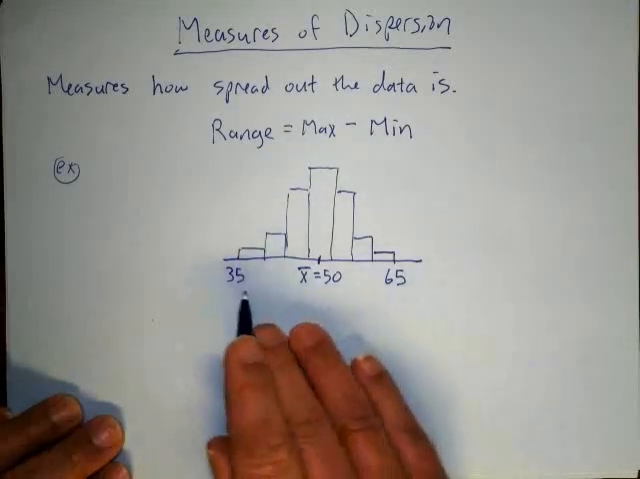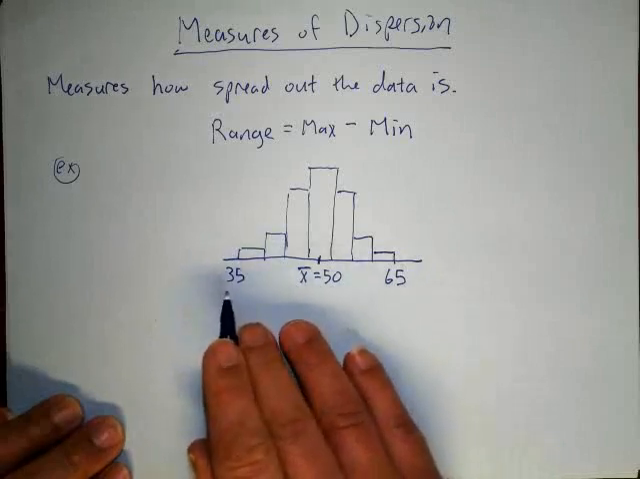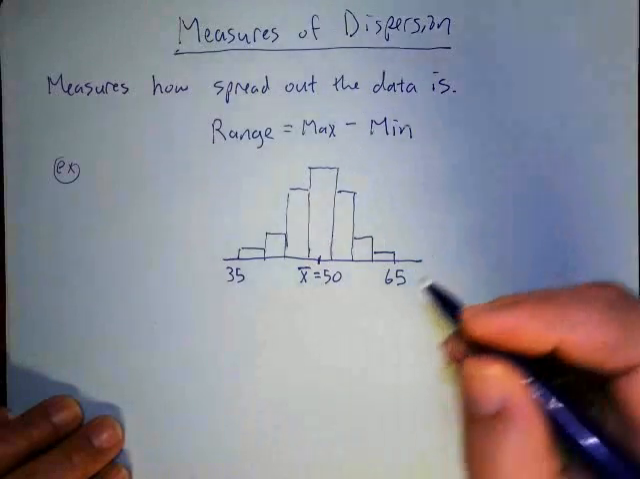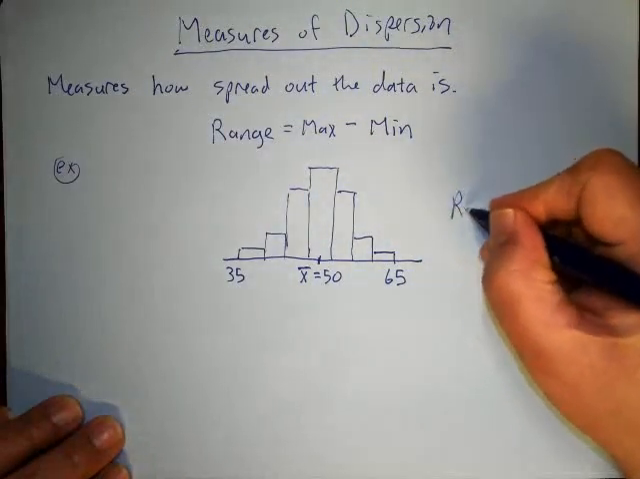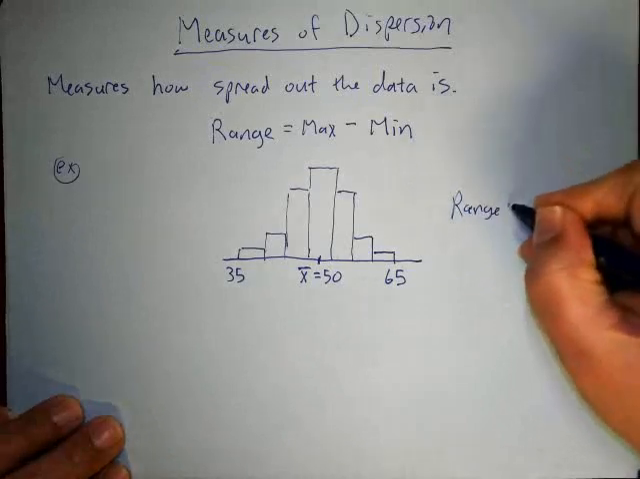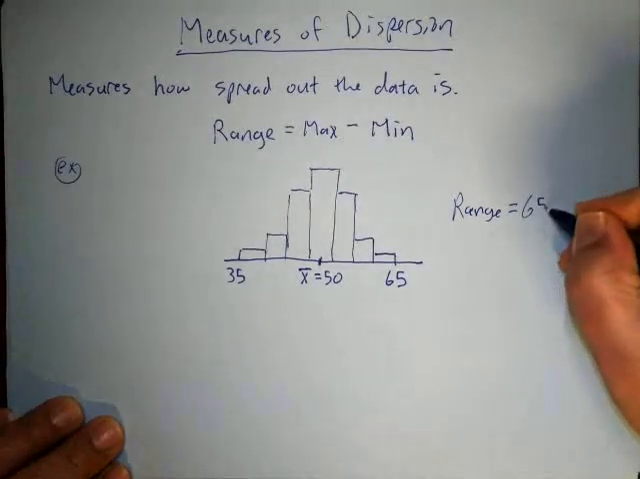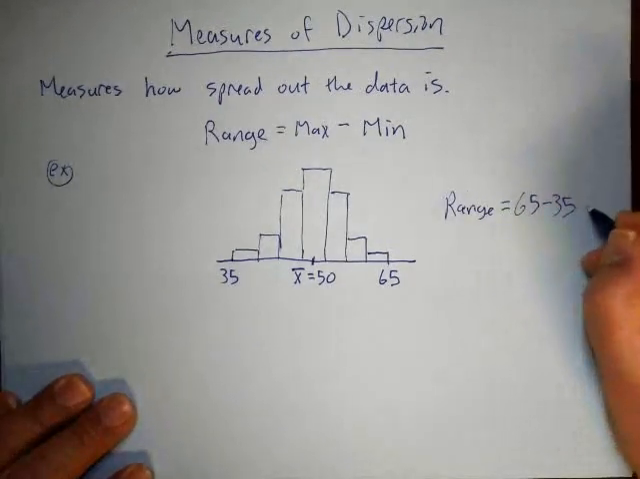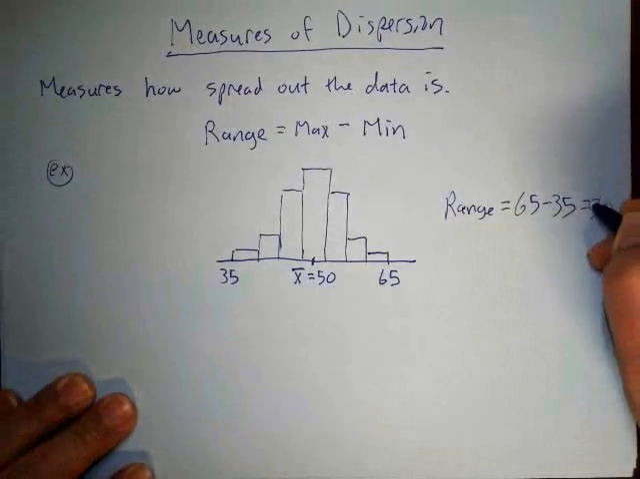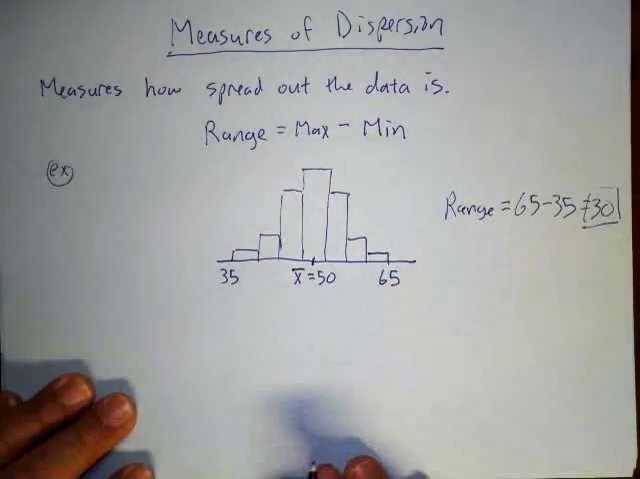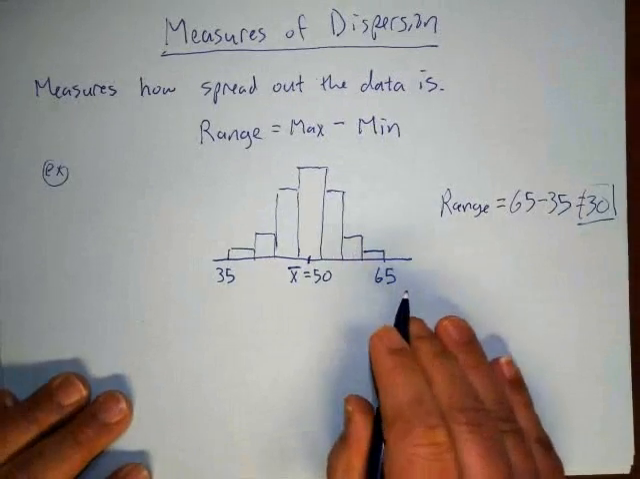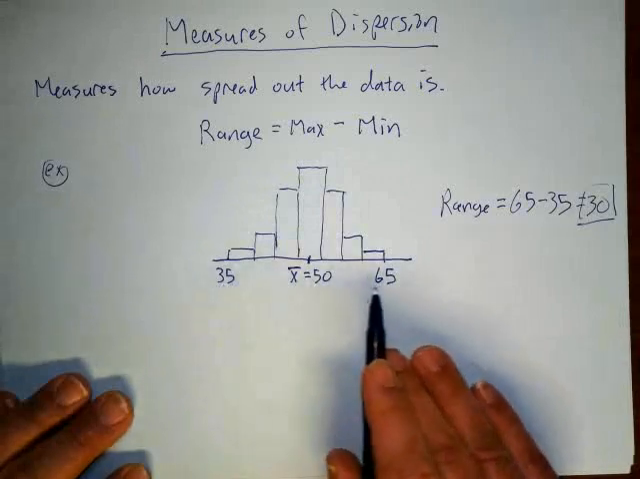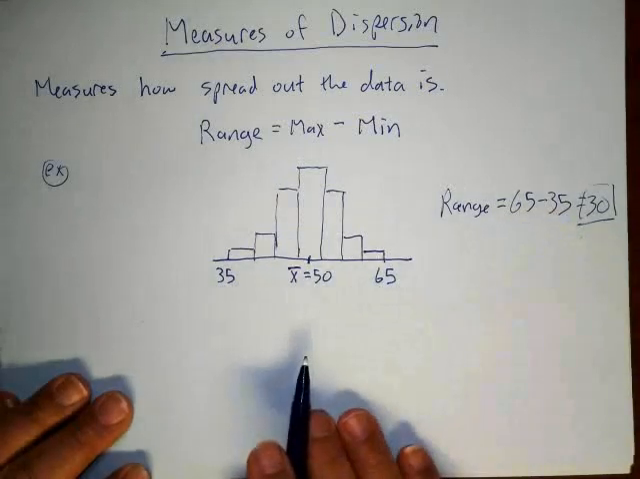Okay, so here's an example. Here's a data set, and it looks like the minimum value is 35, the maximum value is 65. So in this case, the range is just going to equal 65 minus 35, and that would be 30. So the range is 30, which means the distance from the minimum value to the maximum value is 30.